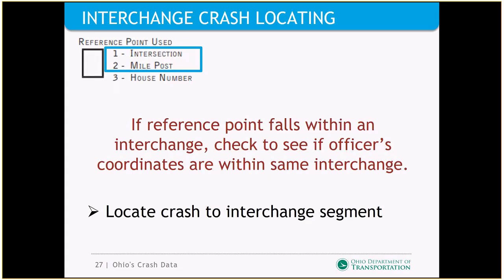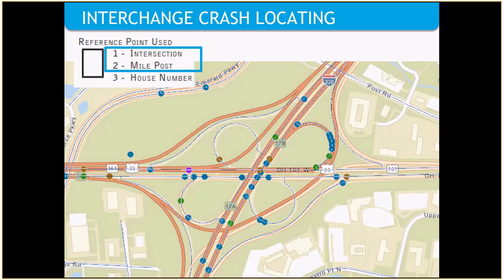For both intersection and milepost, we do additional processing for interchange crashes. If the reference point for intersection or milepost falls within an interchange, we then check to see if the officer's coordinates also fall within that same interchange. If the lat long falls within that interchange, we will allow it to snap to the road, again with that same logic of was it on 70 or was it on Broad, and then snap to the right road, or even to the ramp if it's close.